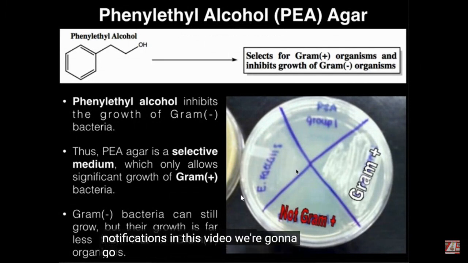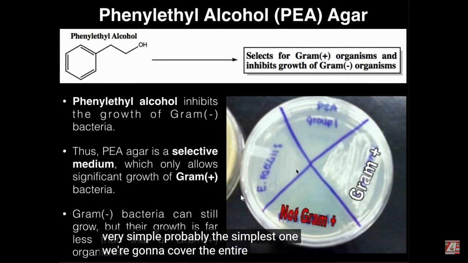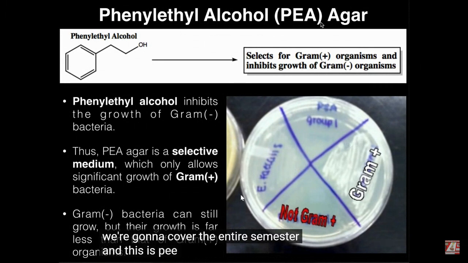In this video, we're going to go over a biochemical test that's very, very simple, probably the simplest one we're going to cover the entire semester, and this is P agar, and P is an acronym for phenyl ethyl alcohol, PEA, the chemical that's going to be embedded into this agar.